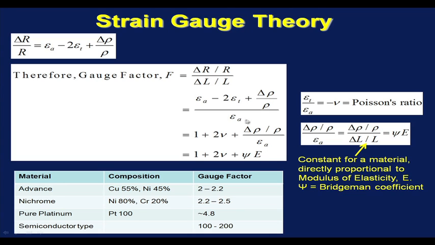Now, this term, which is delta rho by rho divided by epsilon a, which is same as delta rho by rho divided by delta L by L, is constant for a material and is directly proportional to modulus of elasticity. And the proportionality constant is known as Bridgman coefficient. So, the gauge factor is finally defined as F equal to 1 plus 2 nu plus psi E.